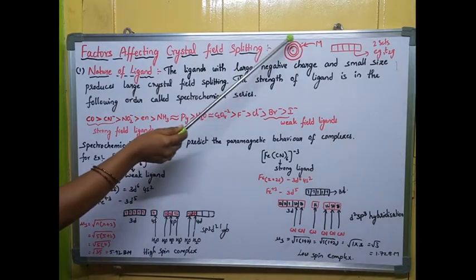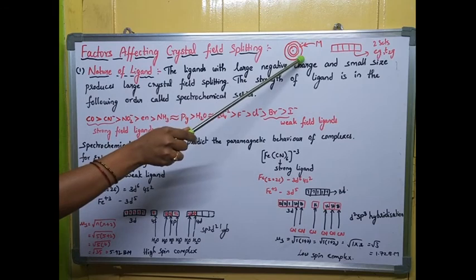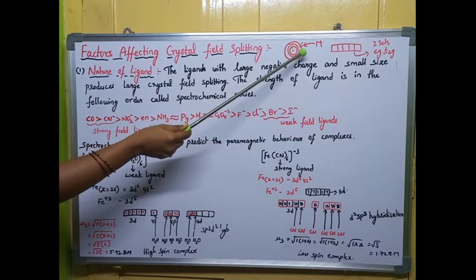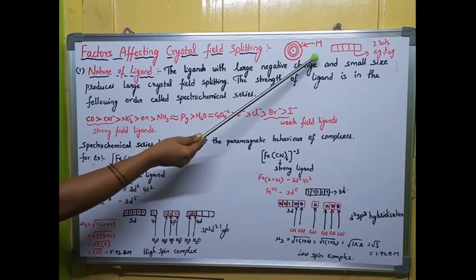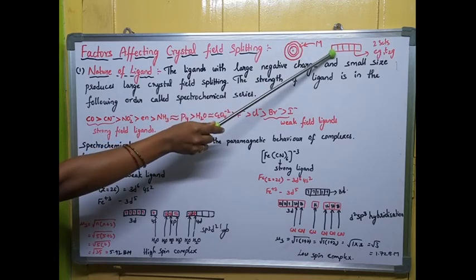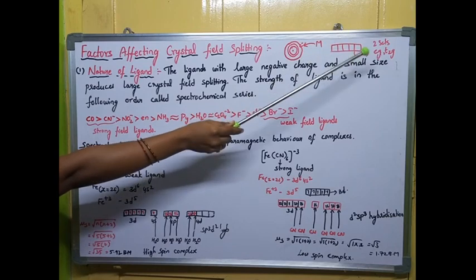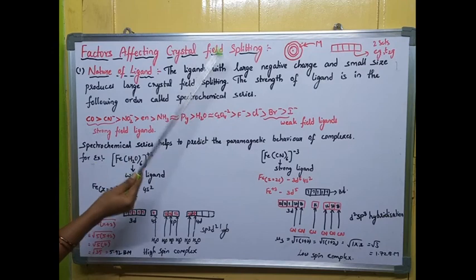Whenever there is a central metal atom attacked by a ligand, the ligand also has electrons in it, and the valence shell also consists of electrons. So both sets of electrons experience repulsion. Because of this repulsion, the five d orbitals, which have equal energy, split into two sets: the Eg and T2g sets. This splitting is called crystal field splitting.